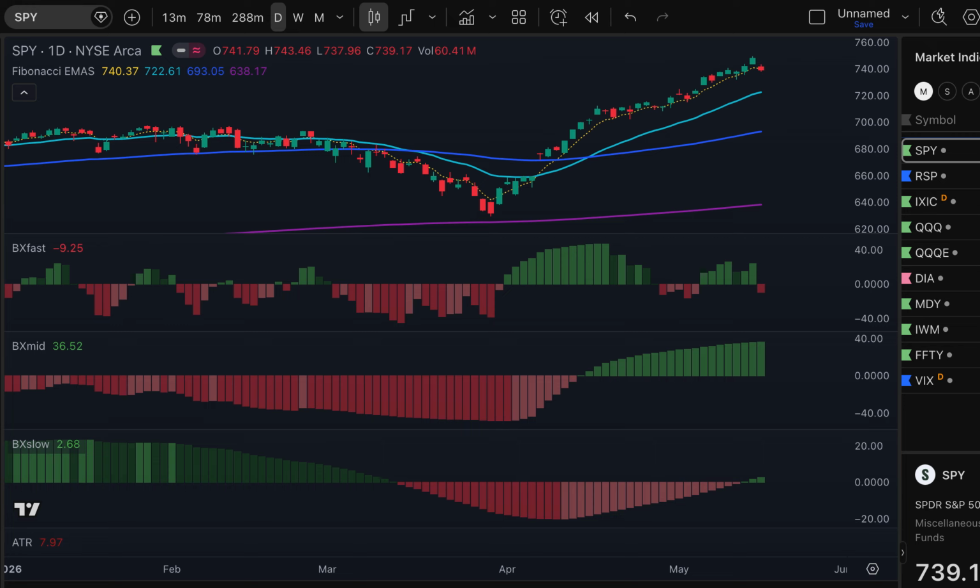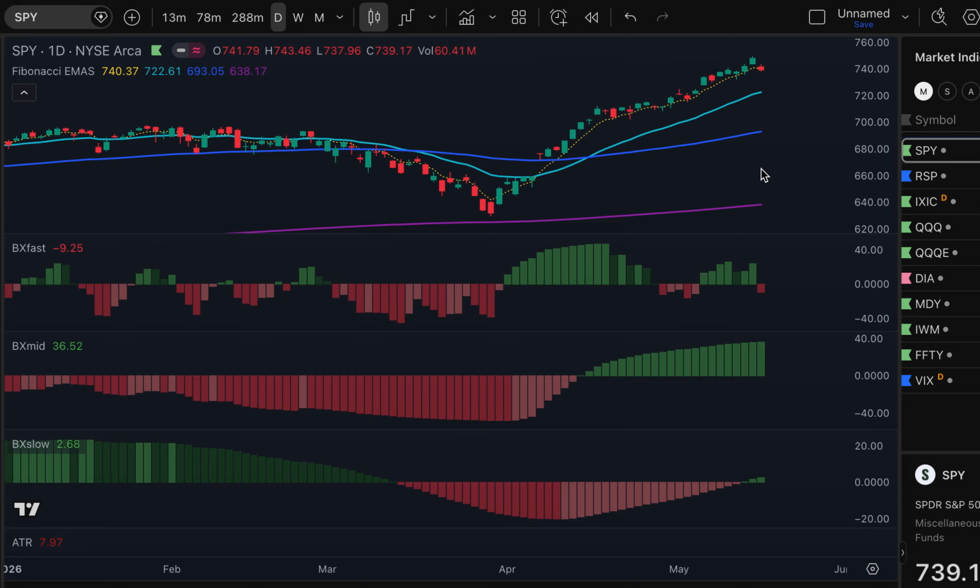Alright, it is Sunday, May 17th, 2026, and I'm going to provide a BX market weather report. I'll be going through and showing how I view the market with my BX indicators. And to start off here, we have the chart of SPY, the S&P 500 ETF.